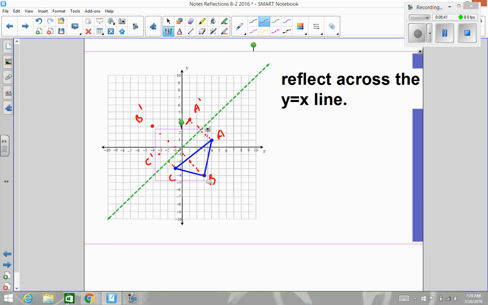And so then when I connect these, there's my figure. There's my A prime, B prime, C prime. And so I like to count, but if you can remember the rule, that's fine. Remember the rule. All right.